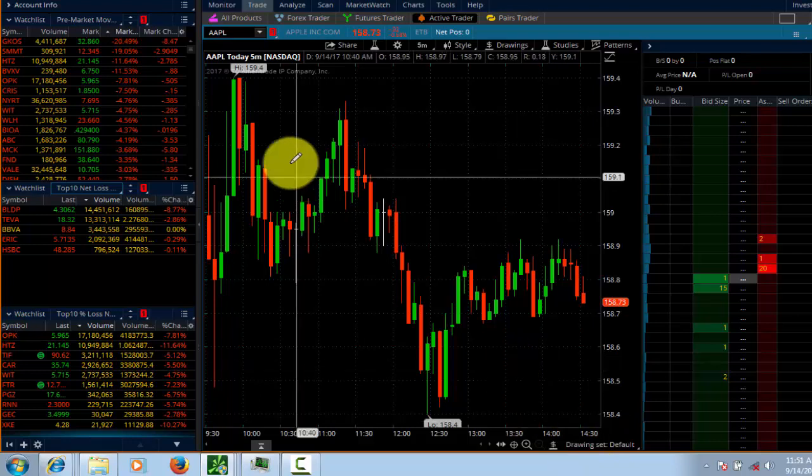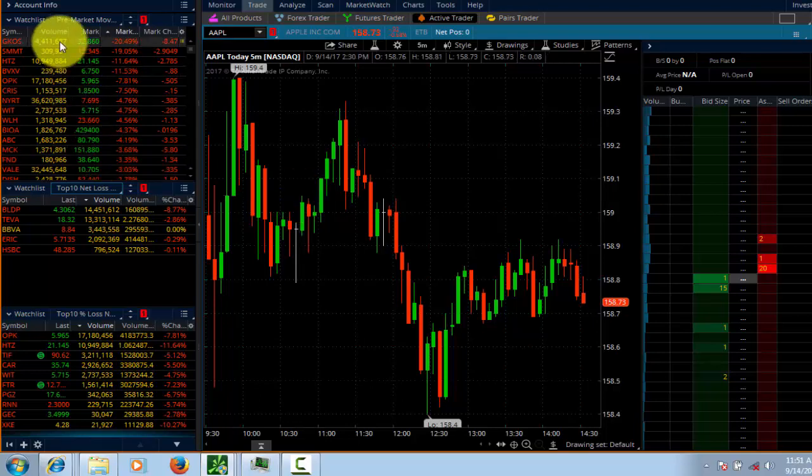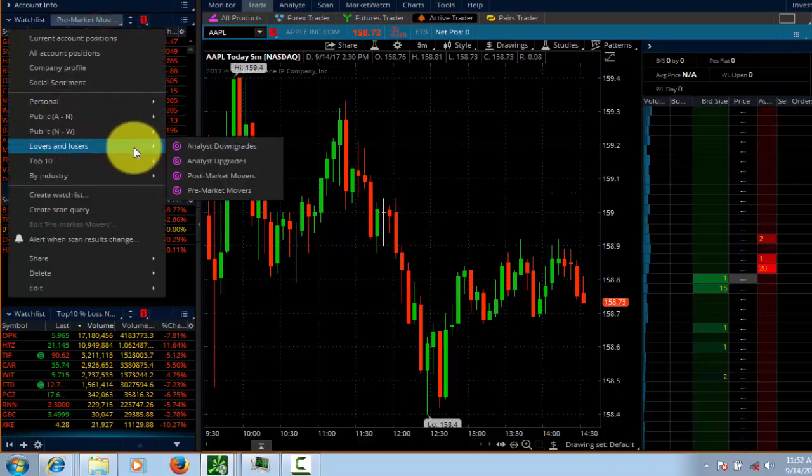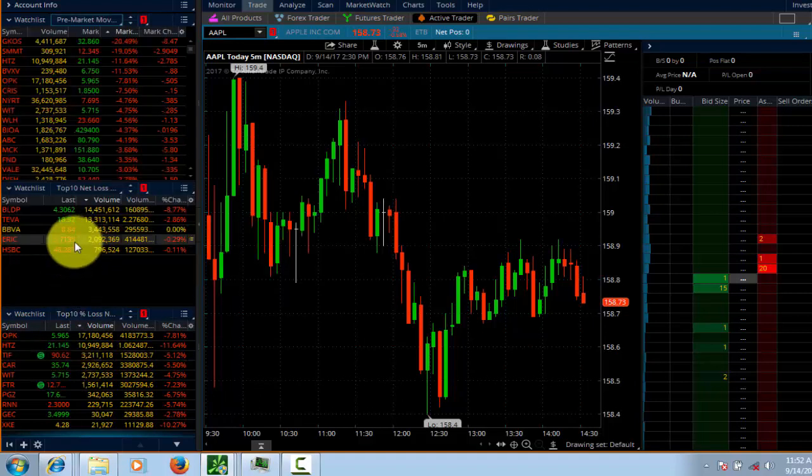This is my home screen and I have a 5-minute section here. I do not trade off this screen. What I use the screen for is looking at the watch list. So I have 3 parts here. The first one is pre-market movers, which can be found under movers and losers. And then I have these 2 here. They are top 10 percentage losers NASDAQ and NYSE.